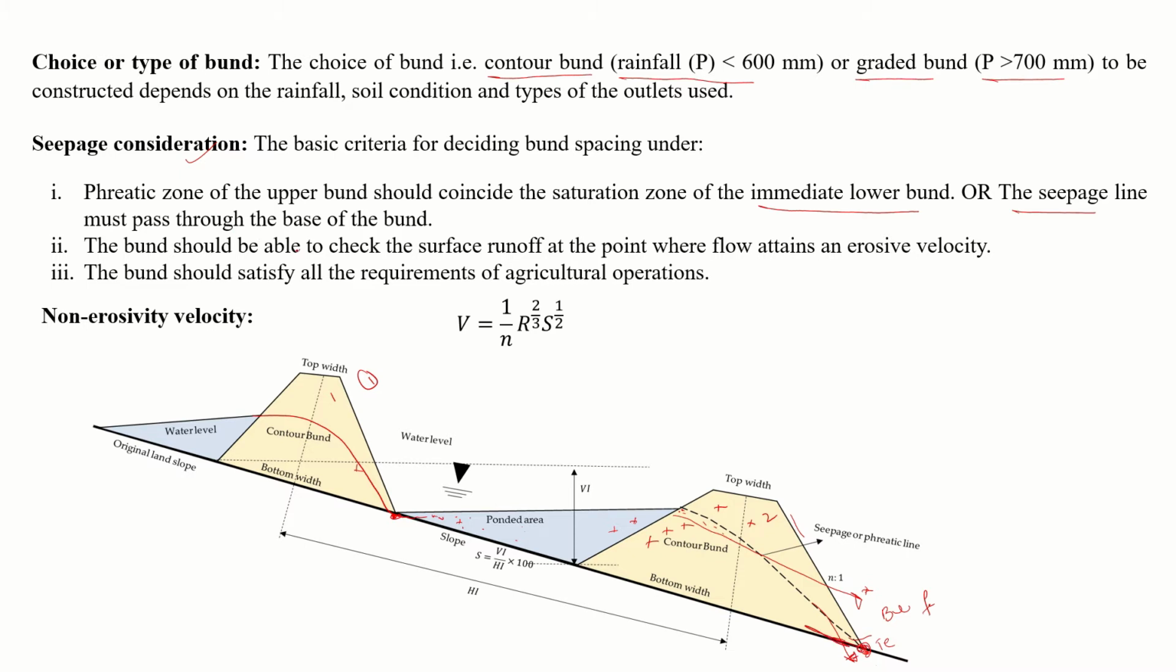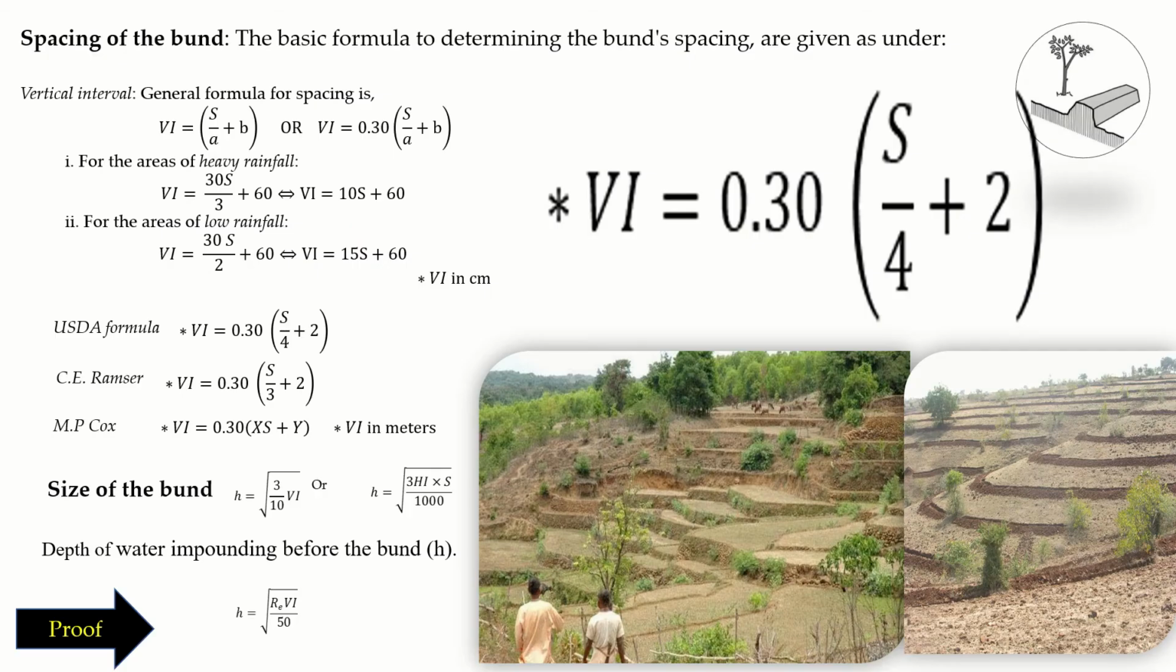Right. Next, the bund should be able to check the surface runoff at the point where the flow attains an erosive velocity, means the bund should resist the erosion. Also, the water may flow at a non-erosive velocity, means the velocity should be very low and should not cause erosion. That velocity is found by Manning's formula, that is V equals 1 by n, R power 2 by 3, S power 1 by 2.